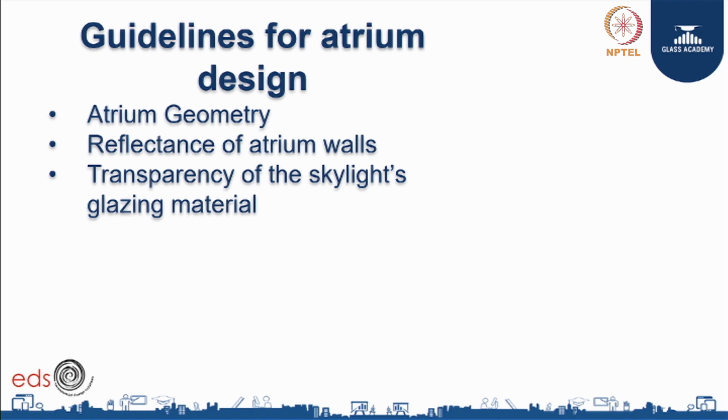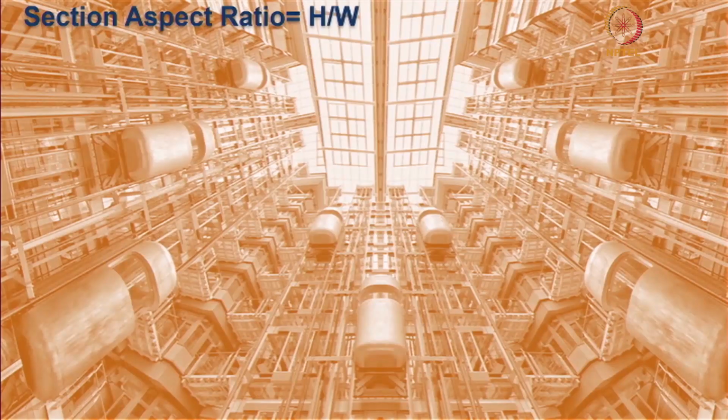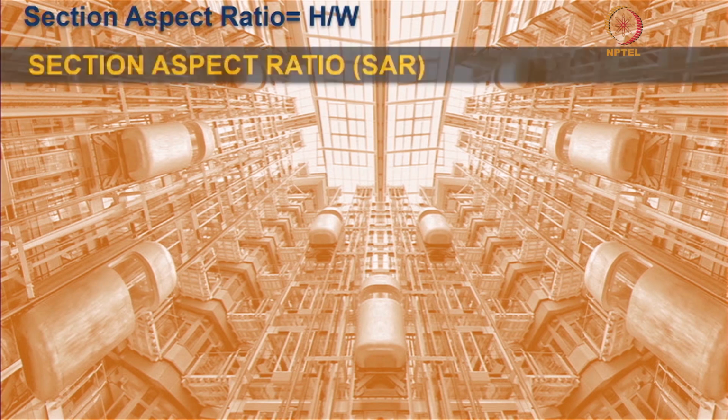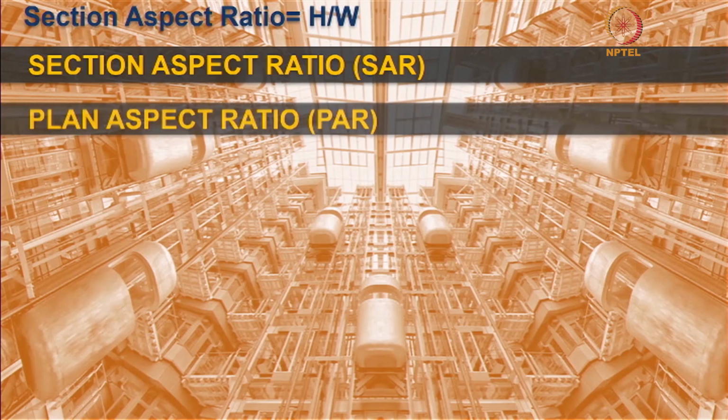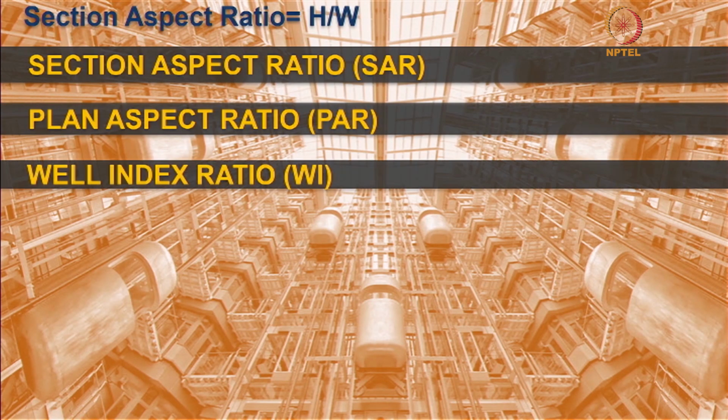So, an atrium is typically an enclosed space located either in the entrance of the building or in the center, and there are surrounding areas that look into the atrium. An atrium is typically public, and if you look at the geometry, reflectance and transparency, you need to understand a few key terms. So, these terms include the section aspect ratio of the atrium, the plan aspect ratio, and the well index ratio.